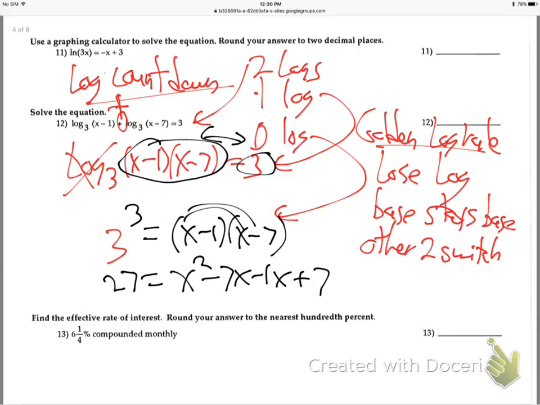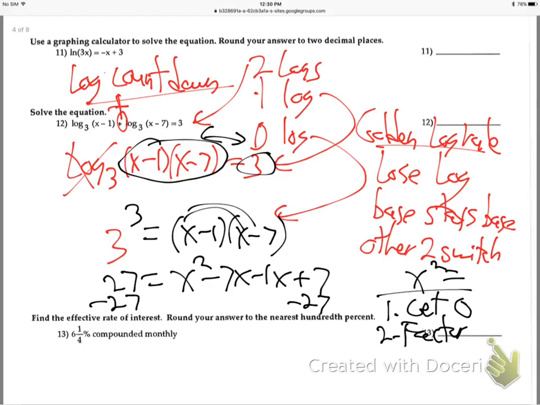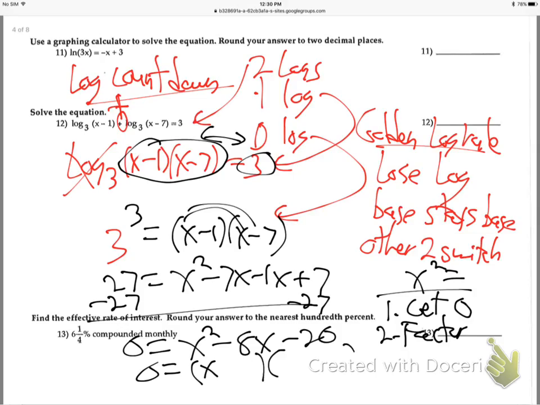You're all good up to there. What in the world do I do now? So the logs are gone. Now it's just normal solving, but that doesn't make it easy necessarily. Whenever you see x squared with an equal sign, the game plan is to get a 0 and then factor. So subtract that 27 to get a 0, and this will be x squared minus 8x minus 20.